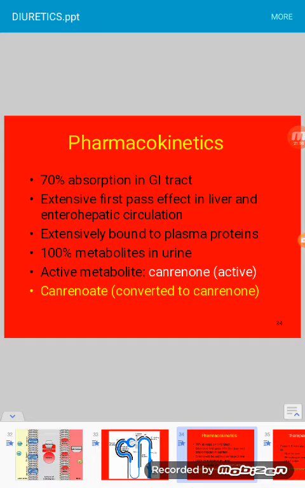Then pharmacokinetics. About 70% of absorption takes place in the GIT, with extensive first pass metabolism in the liver, enterohepatic circulation, and extensive binding to plasma protein. The active metabolite is called canrenone, and canrenoate is converted to canrenone. This is excreted in the urine. So mainly metabolism takes place in the liver, and excretion through the kidneys in an active metabolite form.